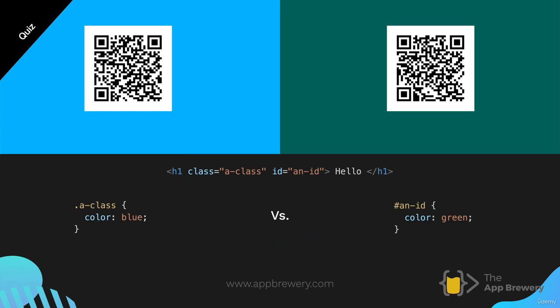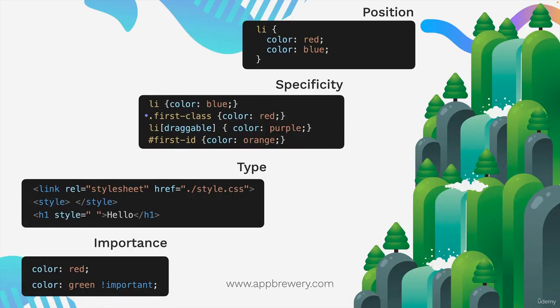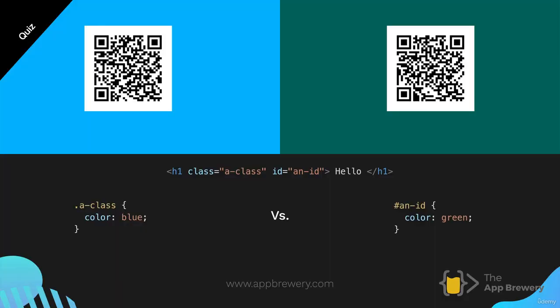All right, so did you get it right? So in this case, we have a specificity battle because this is a class selector and this is an ID selector. When we're looking at the specificity, the most specific always wins. So in this case, the ID will trump the class. And that's why if this code was run, which you can test out yourself, the color of the text will be green. So this was the correct answer.